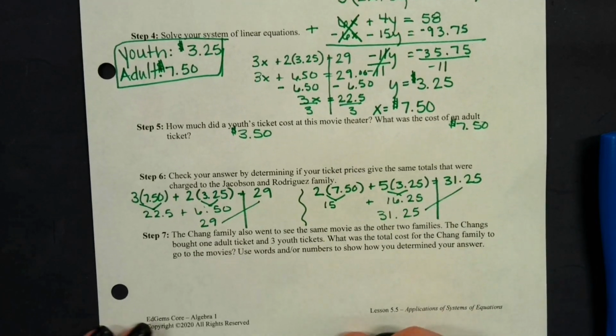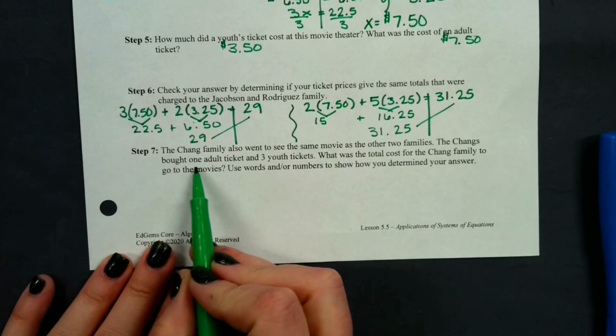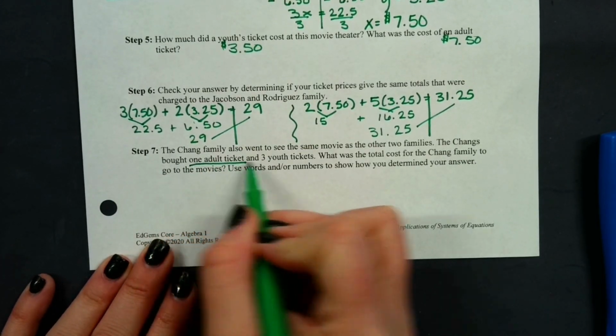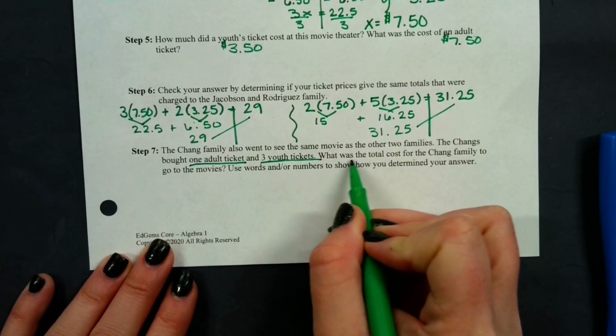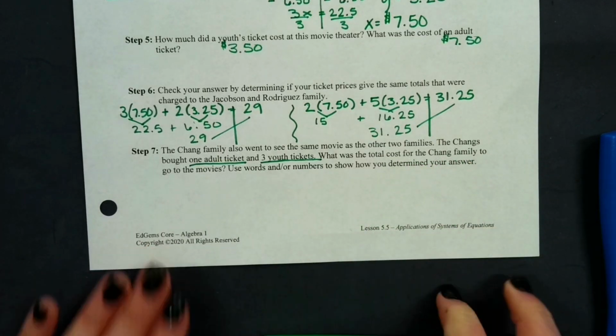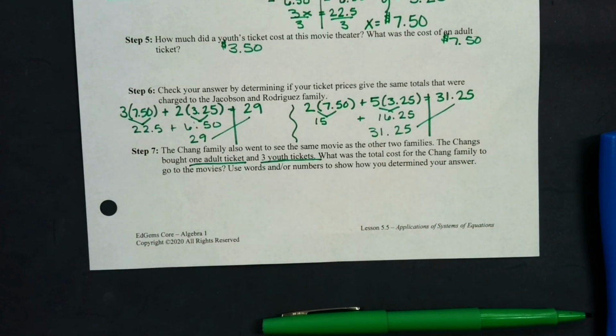All right, the Chang family also went to the same movie. The Changs bought 1 adult ticket and 3 youth tickets. What's the total cost? So I want you to figure out the cost for them. We already know what each, the adult and the youth tickets cost. Figure out how much the Chang family spends.